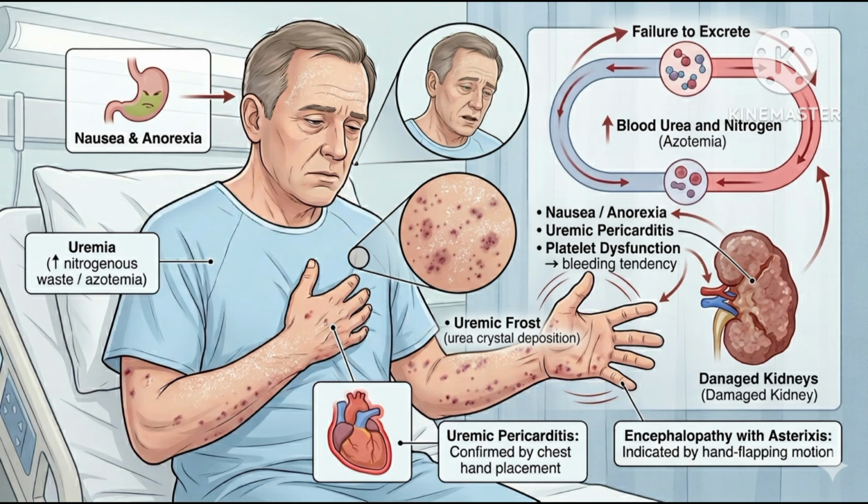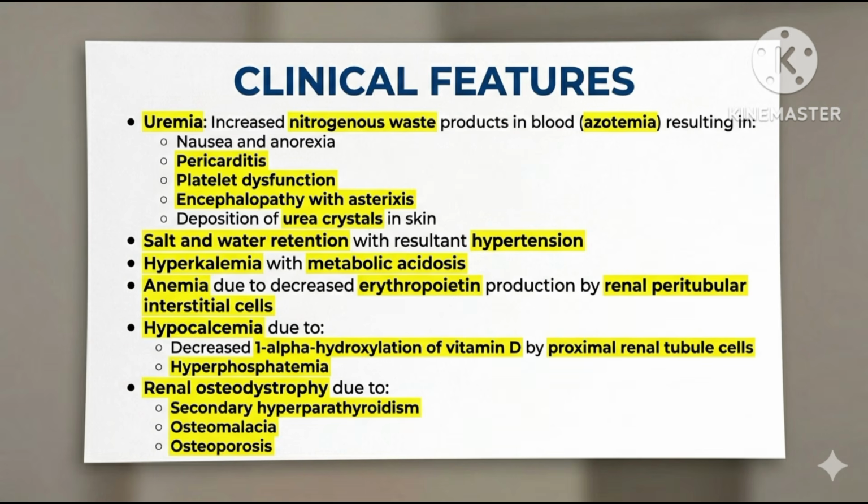Patients have nausea, anorexia, pericarditis, platelet dysfunction, altered sensorium with flapping tremors, and deposition of urate crystals in skin. Uremic pericarditis will present as frictional pericardial rub. Uremic platelet dysfunction will be qualitative, not quantitative. In other words, platelet count will be normal, but patient have increased bleeding tendency. Patient will present with nosebleed or petechiae.